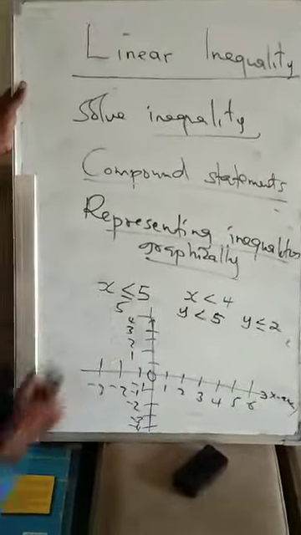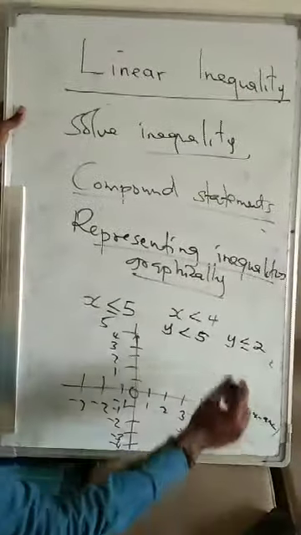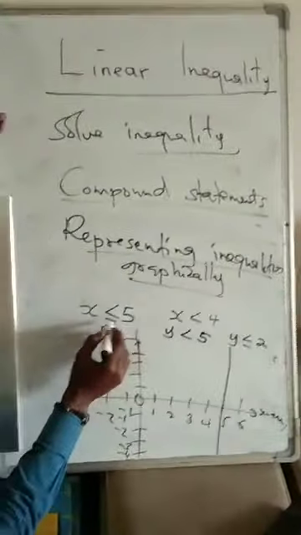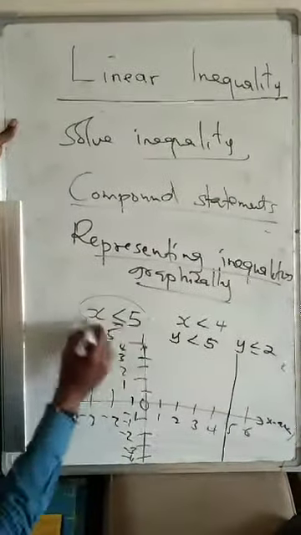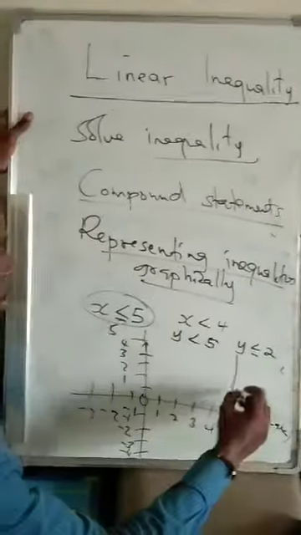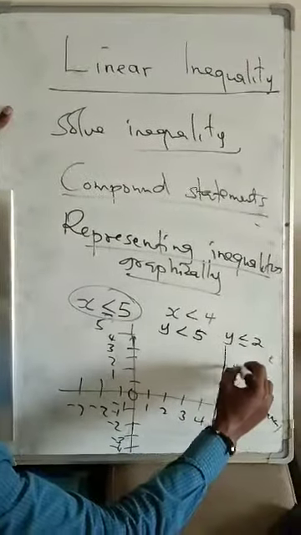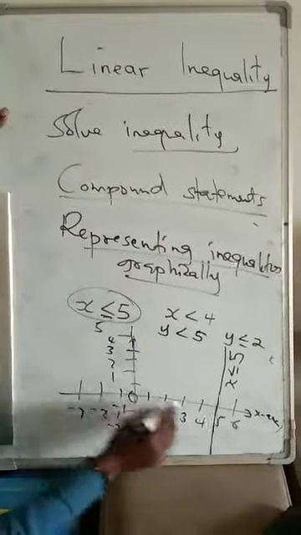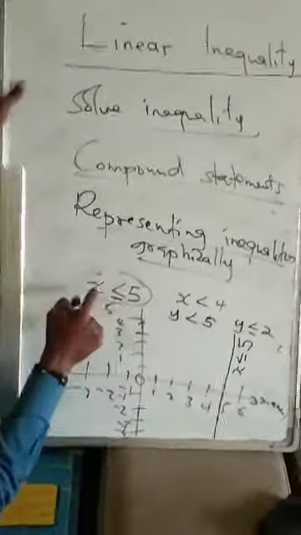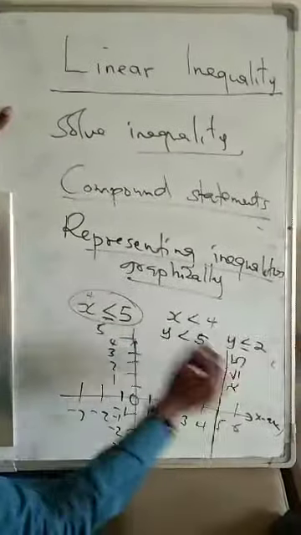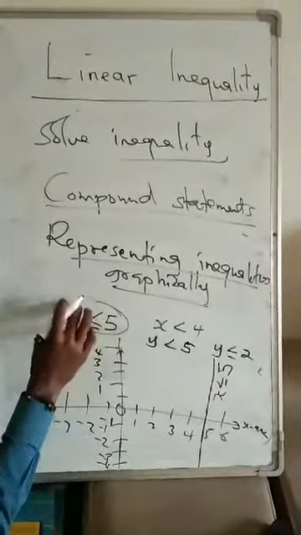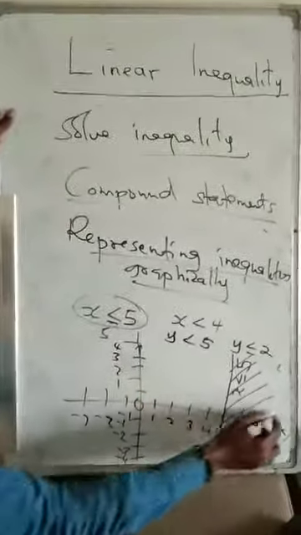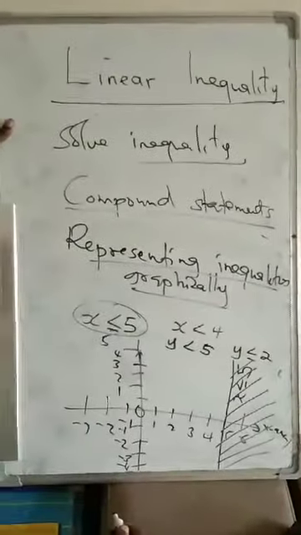Then we have x is less than or equal to 5. So you come here, you come there, you draw a continuous line if we have the equal sign. If we have the less than or equal sign, you have to draw a continuous line. Then you label the line x is less than or equal to 5. Then we ask ourselves, if we replace x here by 4, is 4 less than 5? Yes, so we shade the unwanted region, the region that doesn't satisfy the inequality. So that is outside here. You shade that.